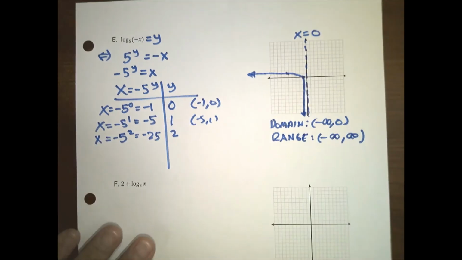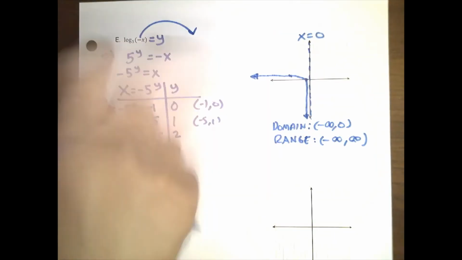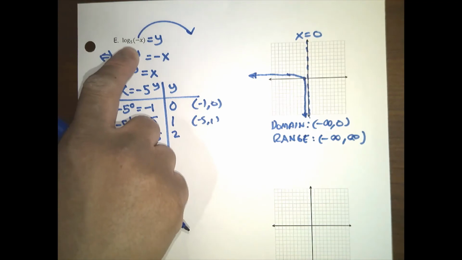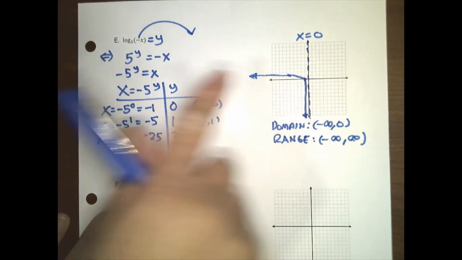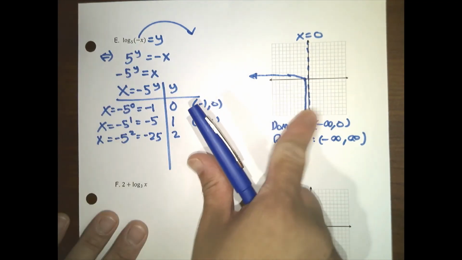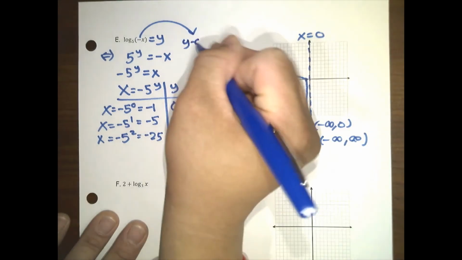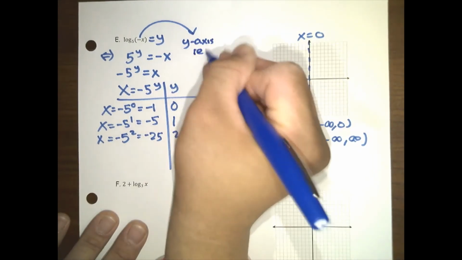Now, this makes sense that this graph is pointing the other direction, or is a reflection, because that's what this negative here means, that it's a reflection over the y-axis. So this is a y-axis reflection.